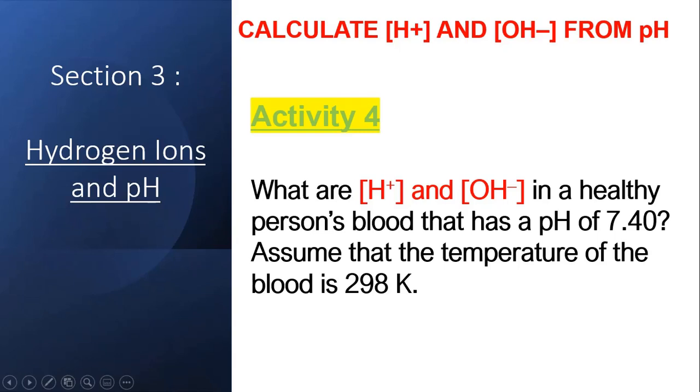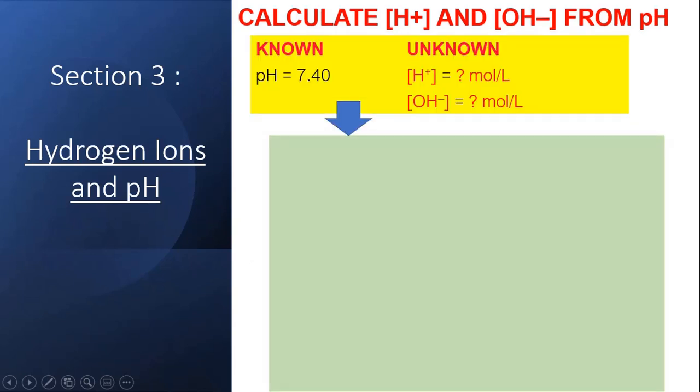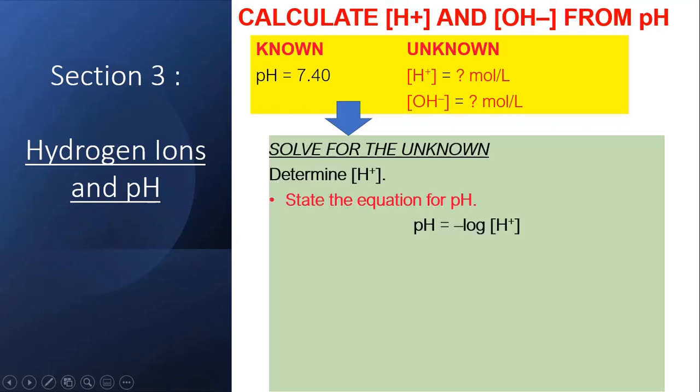Okay, let's read this. Activity 4. What are the concentrations of H positive and OH negative in a healthy person's blood that has a pH of 7.4? Assume that the temperature of the blood is 298 Kelvin. So, knowing that the pH value is 7.4, you are going to calculate the concentration of H positive, and then from that value we will have the OH negative calculated as well. The known is pH only. We have to calculate the H positive and OH negative concentrations. Of course, mole per liter is molar if you still remember these concepts.